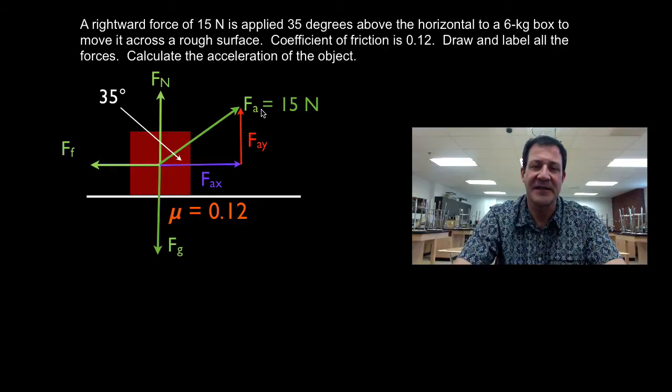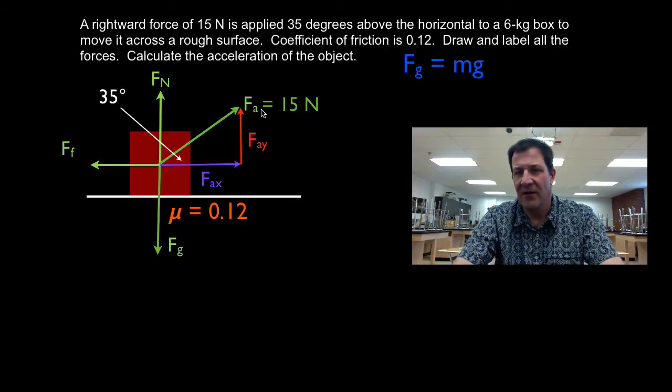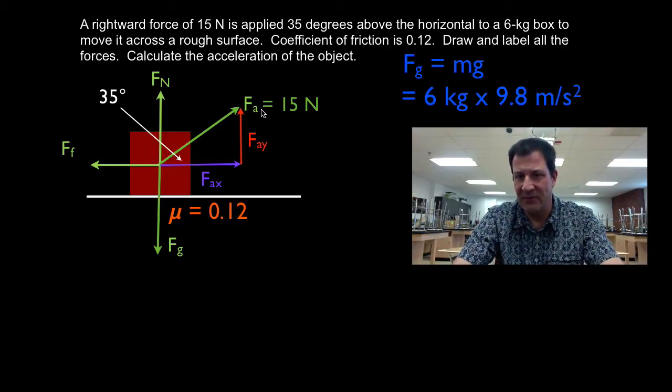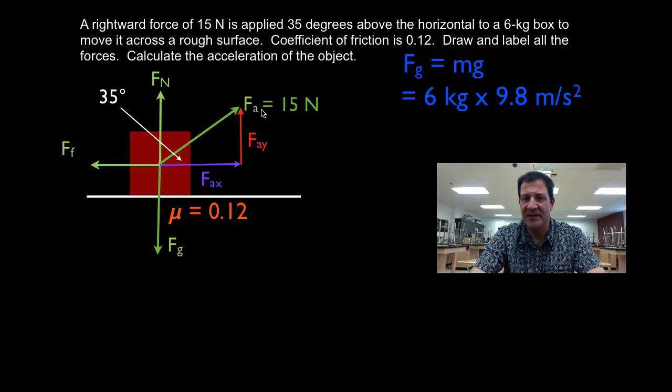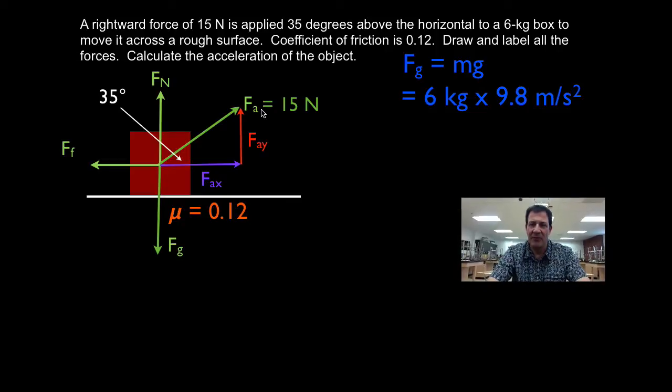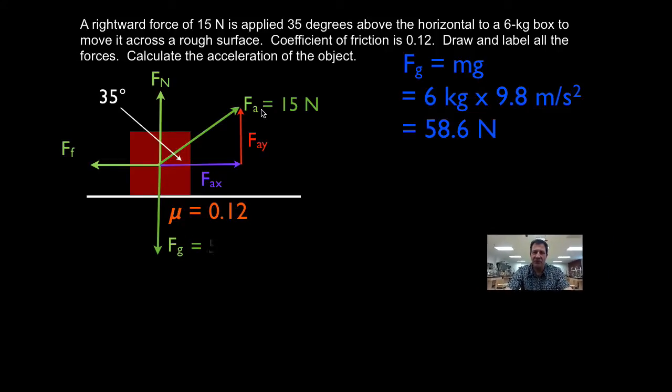Okay, the first thing I think is the easiest thing to do is to calculate the weight, the force due to gravity, because it's always going to be mg. That means it's the mass times the acceleration due to gravity, which is a mass of 6, acceleration due to gravity, 9.8 meters per second squared, 58.6 newtons, so we just label that.